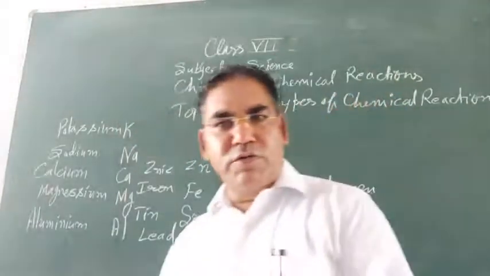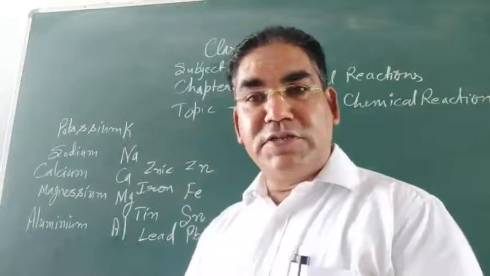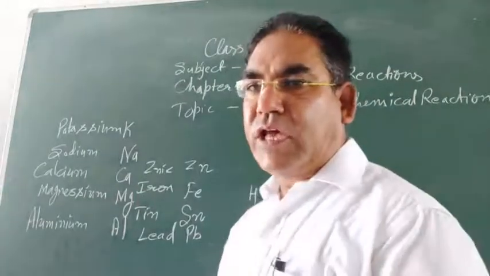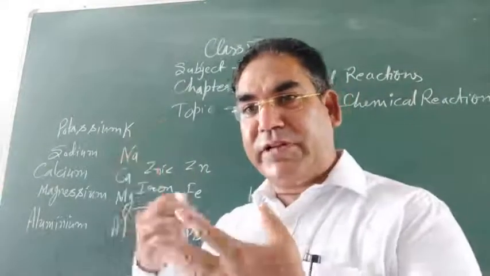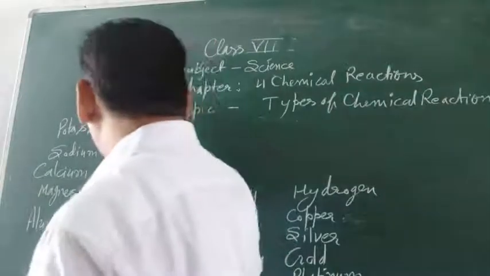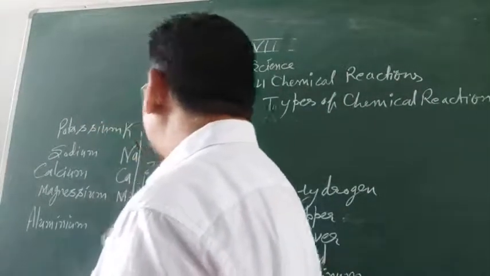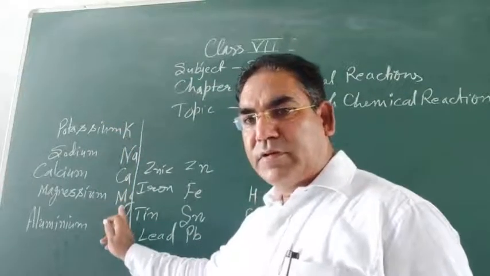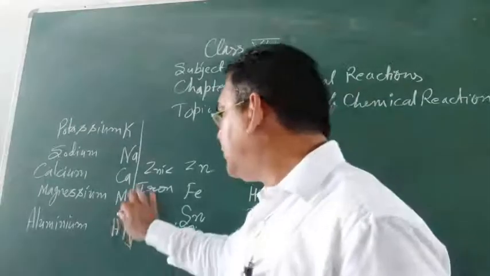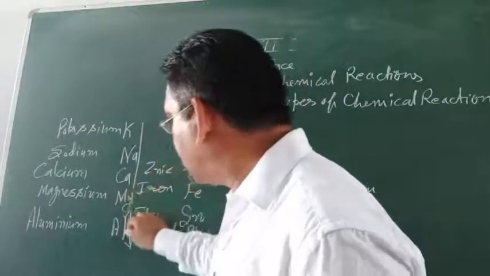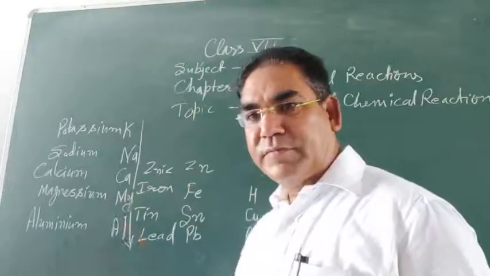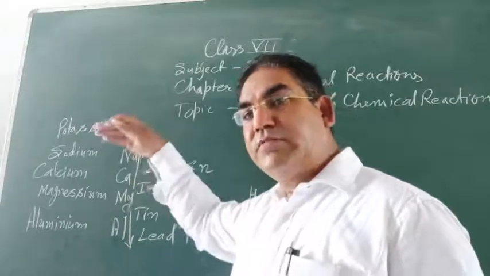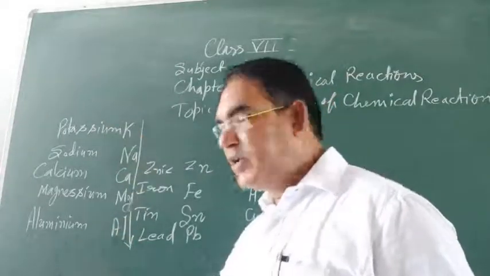Now a question arises over here. How will we know which is the more reactive or less reactive metal? So we have a chemical reactivity series. In this series, there are potassium, sodium, calcium, magnesium Mg. Clear? Magnesium, aluminium. This is the reactivity series. At the top, the metals are more reactive, and lower down they are less reactive.